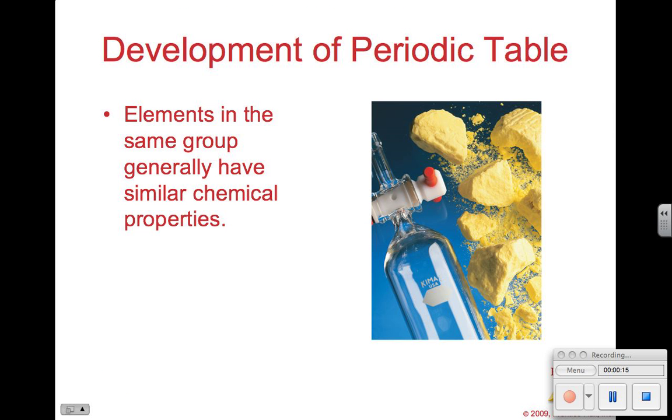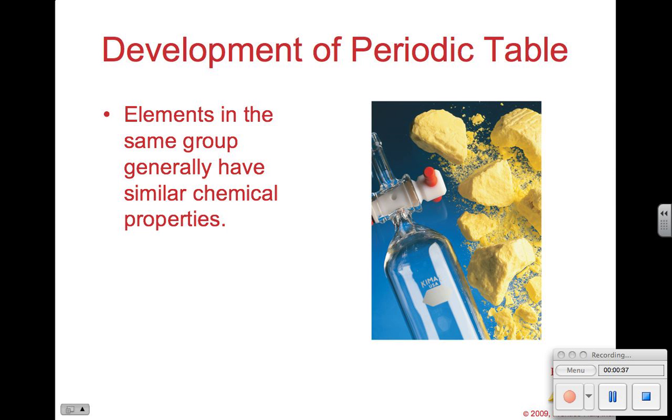So as we're moving into chapter 7, we're looking at how the periodic table was developed as well as how it's organized according to the behavior of individual atoms, and that's really related to the electron configuration, where the outer electrons are, and how those interact with other things.